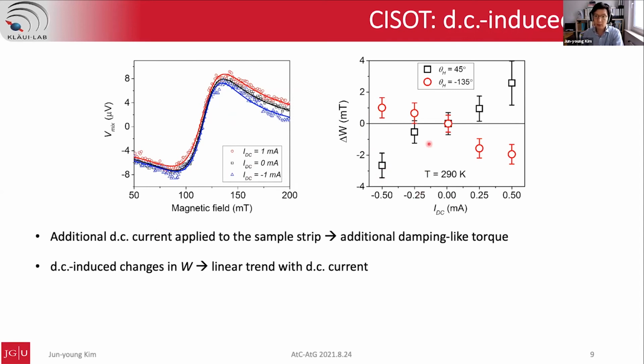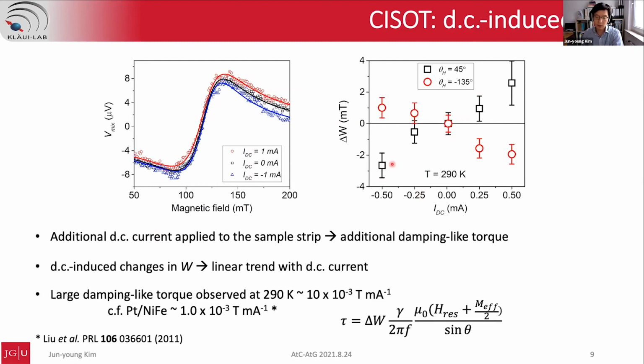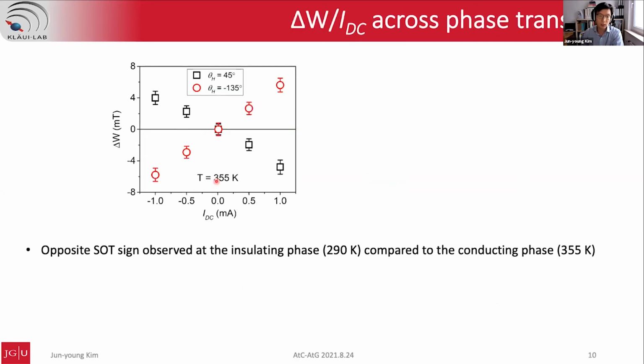And then from the linear relationship, we can estimate the torque to be somewhere around, I think, 10 millitesla per milliamp, which was quite surprising because this was actually quite large even compared to the archetypical heavy metal ferromagnet bilayer systems. But what was more surprising is that when we increase the temperature to 355 Kelvin, so that the VO2 is fully metallic.